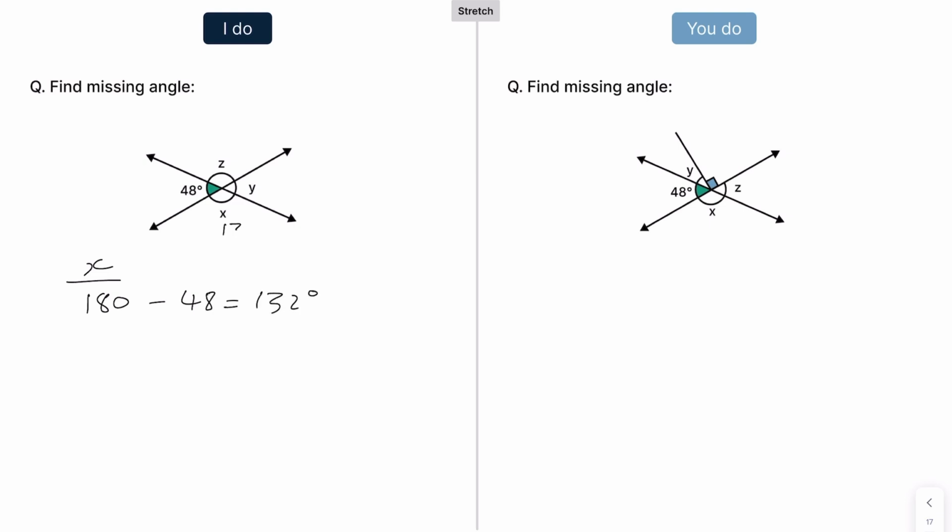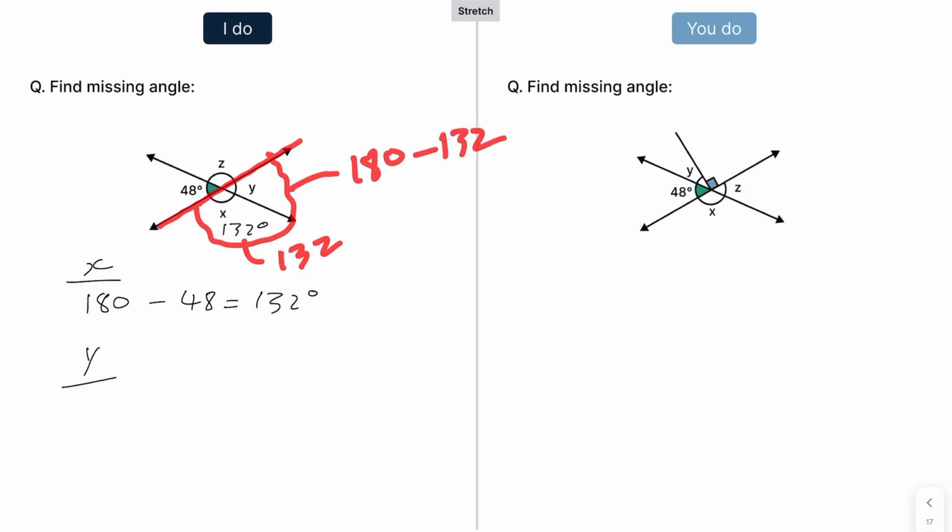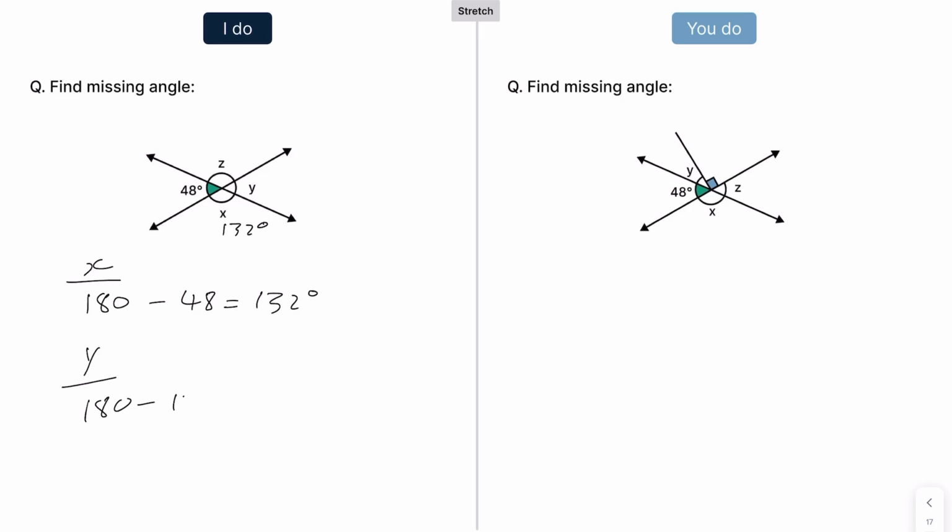So you now have X. And we can now use that to find Y. So just to point that out, this is a straight line. Angles on a straight line add up to 180. If this is 132, this must be 180, take away 132, since it's a straight line. Okay, so Y is going to be 180, take away X, which is 132, and that is 48 degrees.